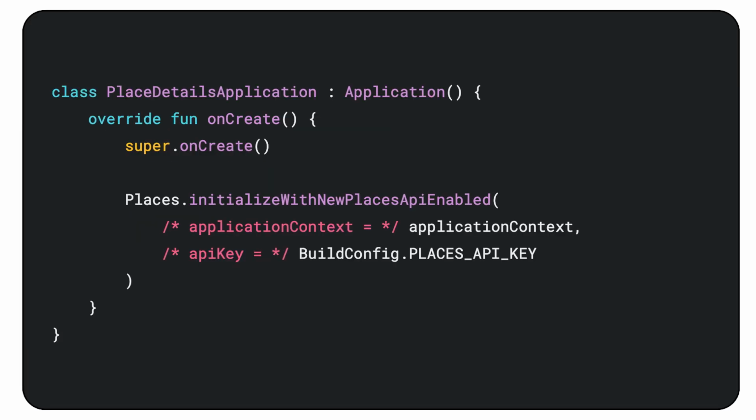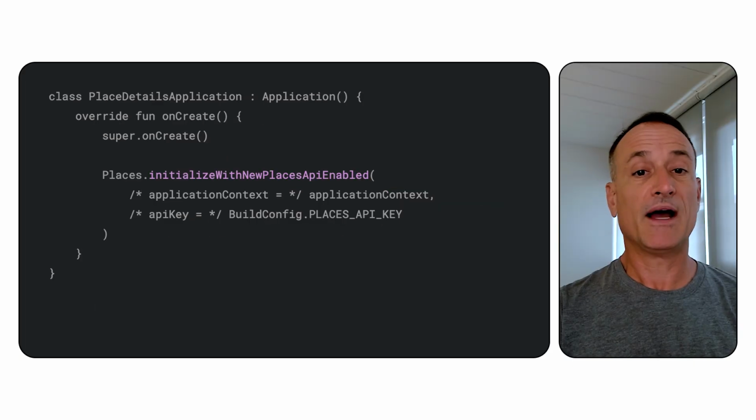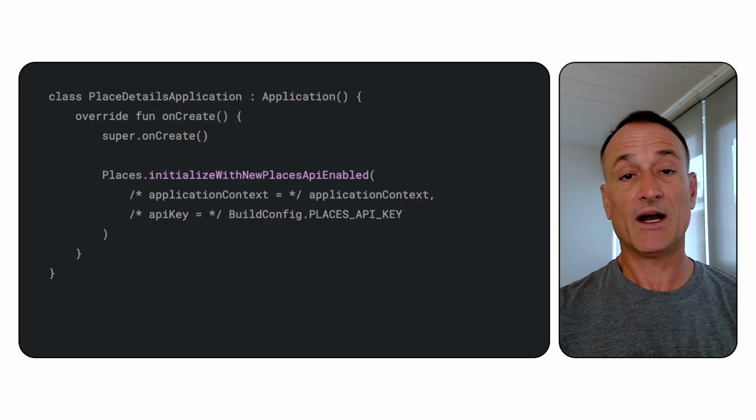Before using any Places API features, you must first initialize the SDK. The best place to do this is in your application class, but you can also do this in your main activity if that makes more sense for your application. Keep in mind that you will need to use the new Places API to utilize the Places UI kit components.